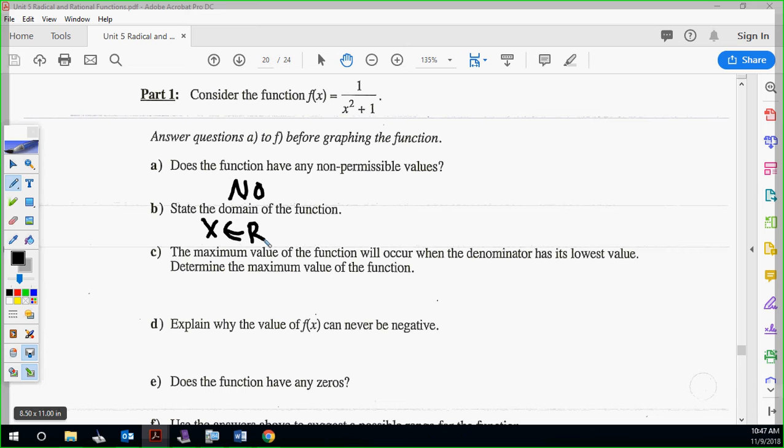So then the biggest value is going to be when I plug in 0. If I plug in 0, it's 1/1. That's going to be the highest point of this graph. Okay, so the maximum value is going to be (0, 1) for the max.